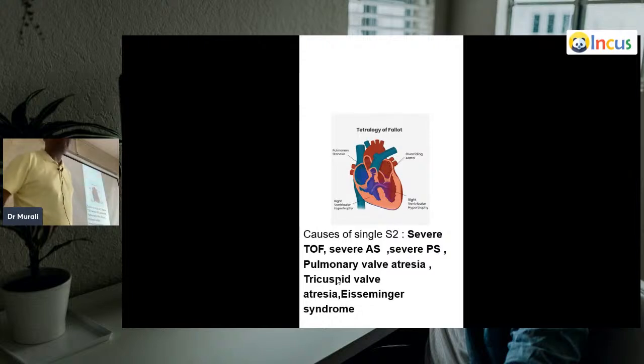Doctor, got it? So because of the Eisenmenger syndrome, what happened? The right blood is going to the left side and the left ventricle is having more blood and hangout time is more, and A2 became delayed and it went and mixed with P2, and that is the reason you listen to a single second heart sound. Got it?